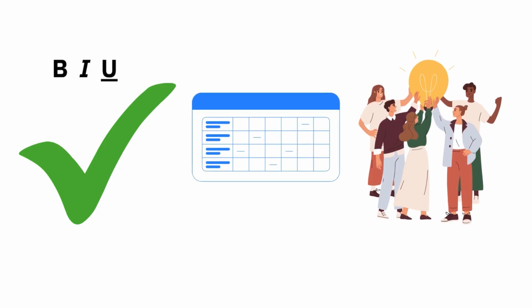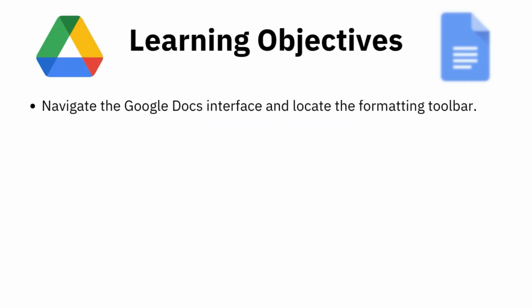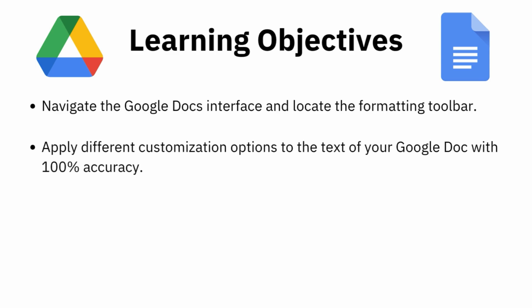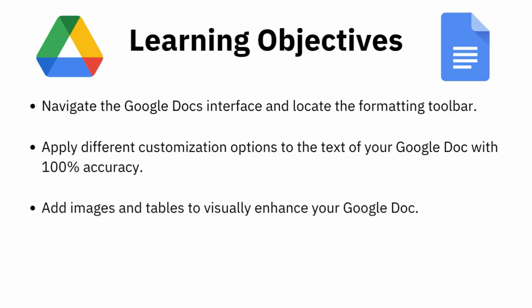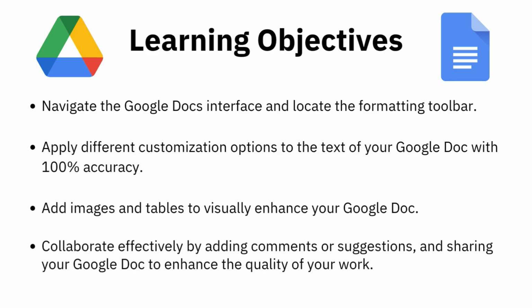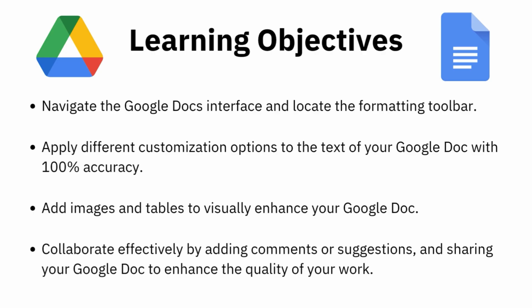By the end of this training, you'll be able to navigate the Google Docs interface and locate the formatting toolbar, apply different customization options to the text of your Google Doc with 100% accuracy, add images and tables to visually enhance your Google Doc, and collaborate effectively by adding comments or suggestions and sharing your Google Doc with others to enhance the quality of your work. Let's dive in and explore this together.